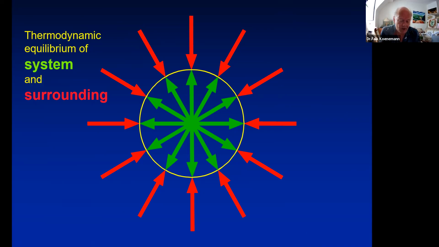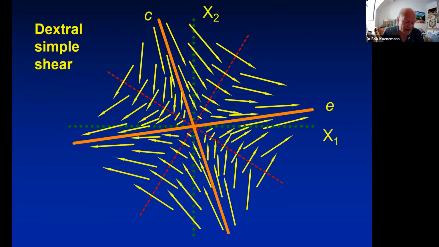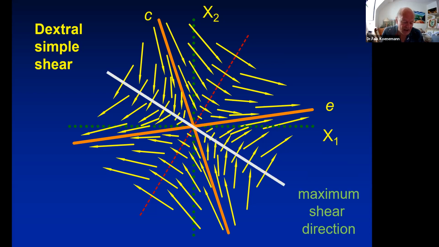Here you see equilibrium of system and surrounding as in standard thermodynamics. And this is what I came up with for the properties of simple shear. It does not look at all like what you would expect. It has a contracting and an extending eigendirection, which are not mutually perpendicular.